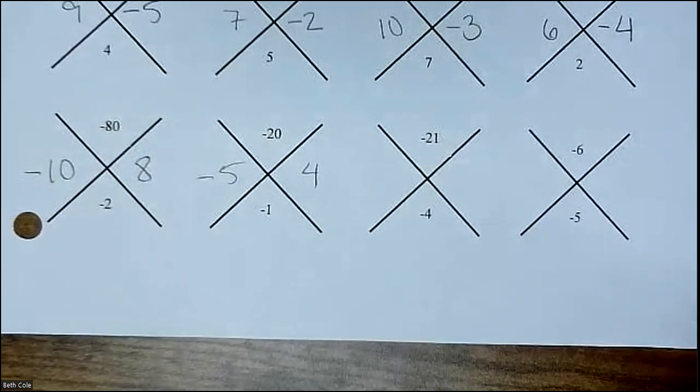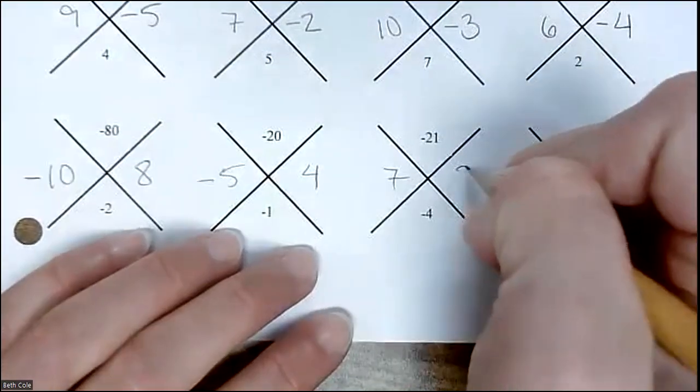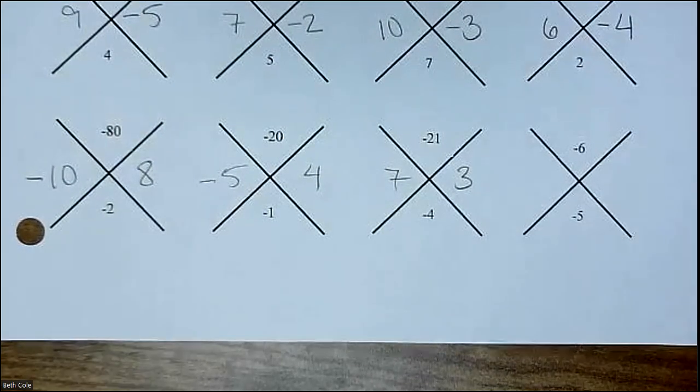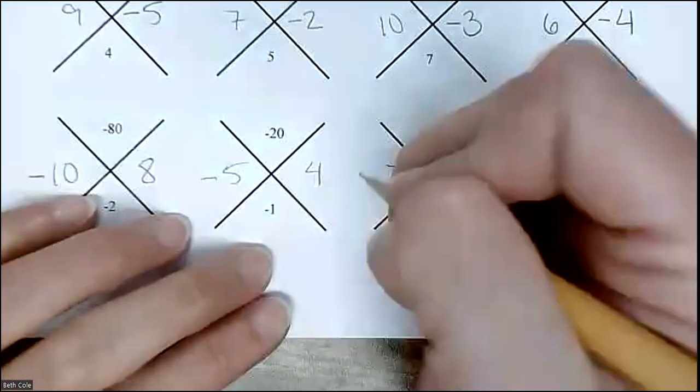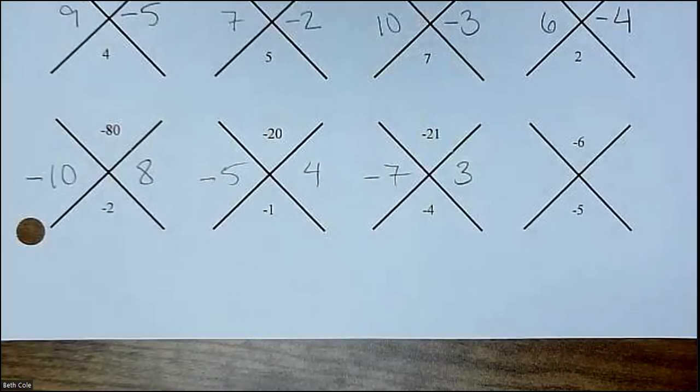All right, I just need numbers that multiply to be 21. Good. Then worry about which one gets the negative. Good. -7 plus 3 gives you -4.